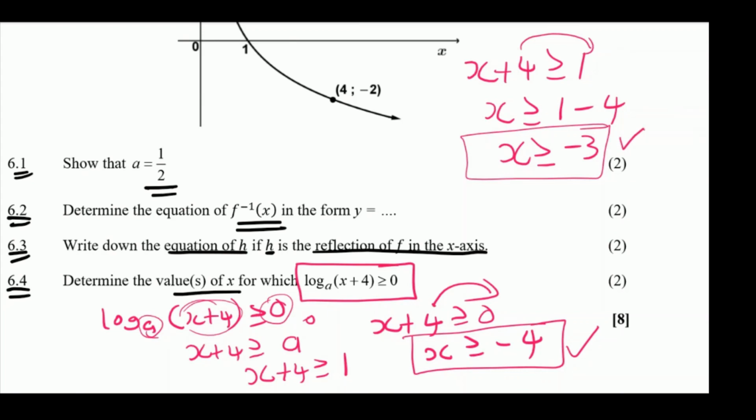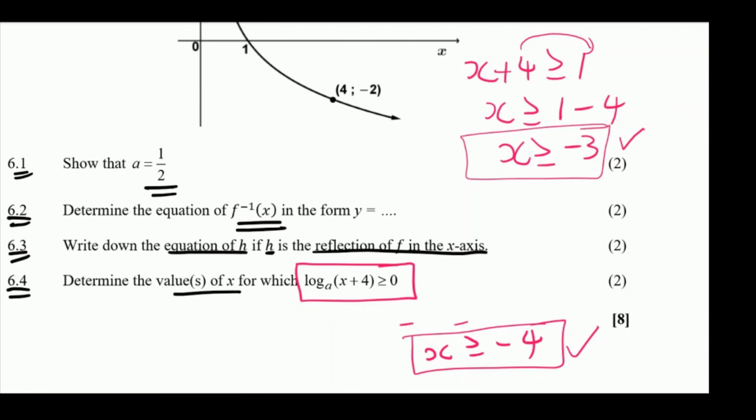So now you need to analyze your solutions. So we have x being greater than or equal to minus 4. We have x being greater than or equal to minus 3. So you're going to go back to your equation, this equation here, right? So you have log of base a of x plus 4, right? So we want a solution of x that when we substitute it here, is going to give us a solution that is greater than or equal to 0, right? So a solution that is positive or equal to 0.